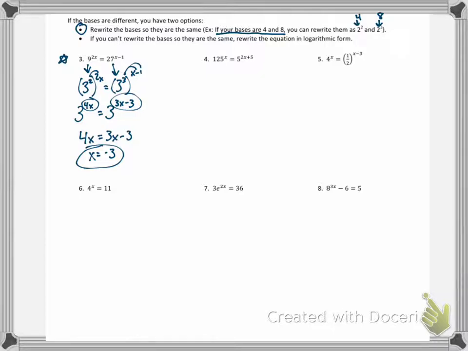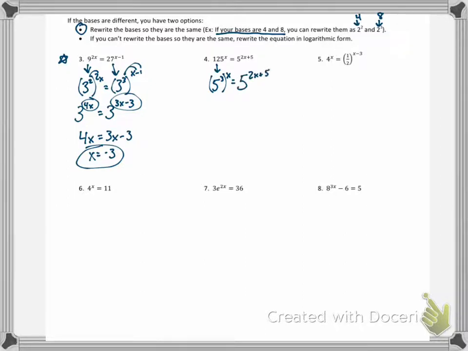Number 4 is the exact same idea. What I would suggest here is hit pause for a second and think. We know 125 and 5 aren't the same. How can I rewrite it so both those numbers are the same base? Let's talk about this. 125, I can rewrite as 5 cubed. Now, if I look at the other base here, that's already a 5, so I don't need to do anything to it. I already have the same base.